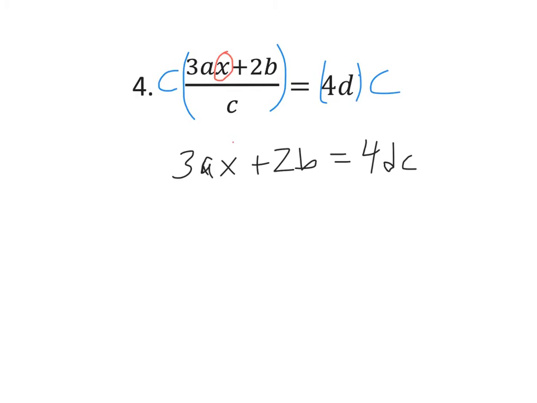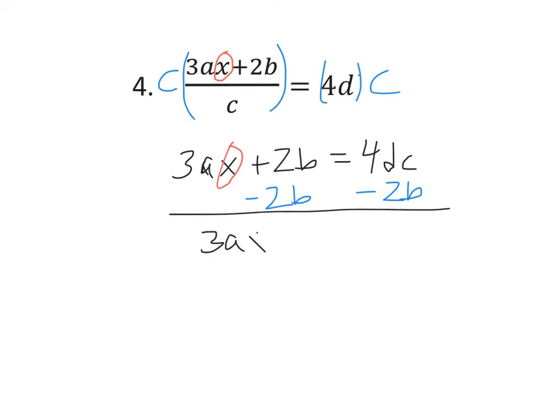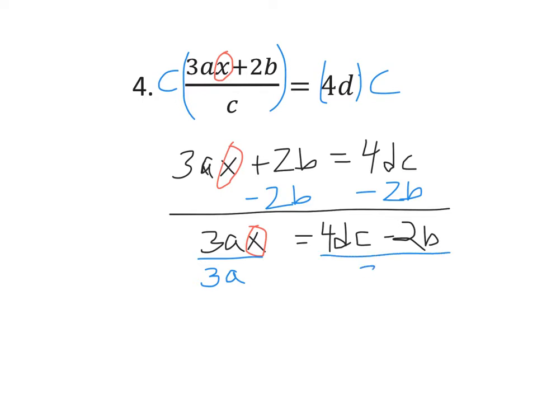Circle what you're solving for again. What do I need to move first? I need to move the 2b. So minus 2b, minus 2b. Simplify that. So 3ax equals 4dc minus 2b. Circle what you're solving for. What is being done to that? I'm multiplying, and I'm multiplying by a bunch of stuff. I'm multiplying by 3, and I'm multiplying by a. So I'm going to divide everything by 3a.